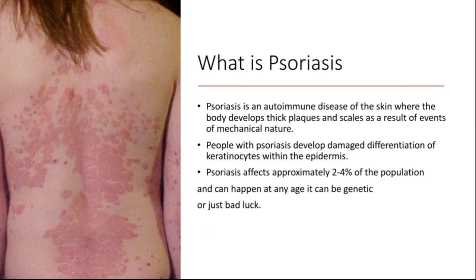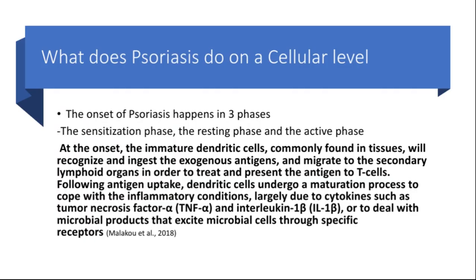Psoriatic arthritis is a secondary effect of psoriasis. Typically, in people that are older, if they have psoriasis, they will develop psoriatic arthritis. How does it work on a cellular level? Well, it happens in 3 phases. The first is the sensitization phase, the second is the resting phase, and the third is the active phase.